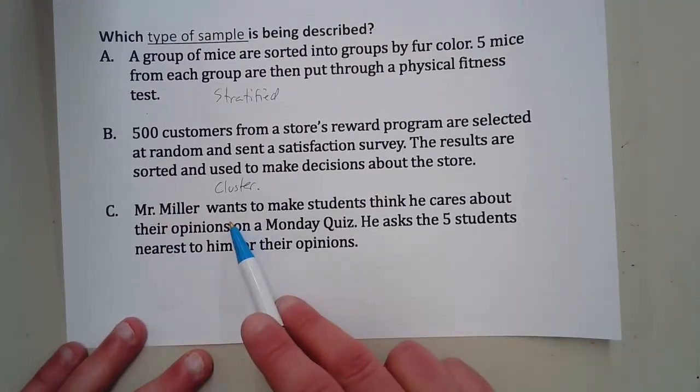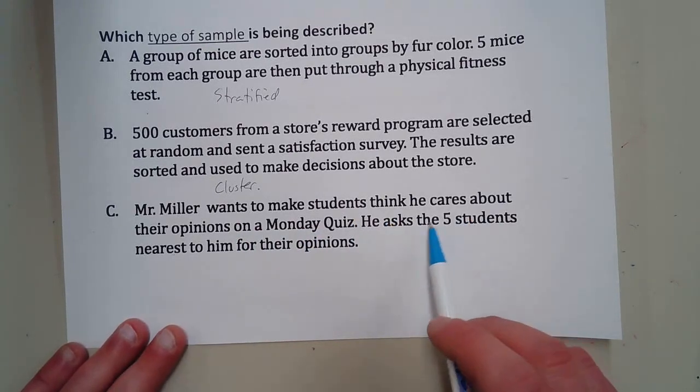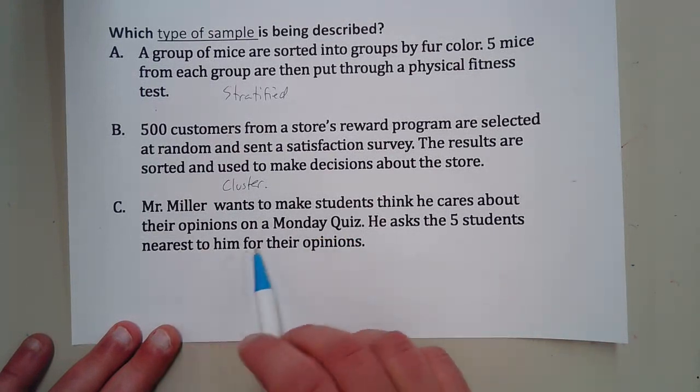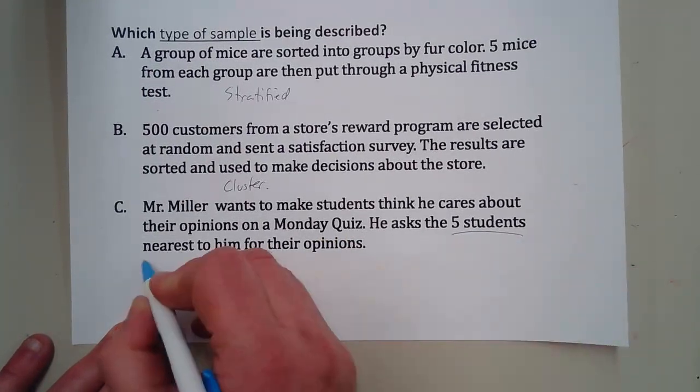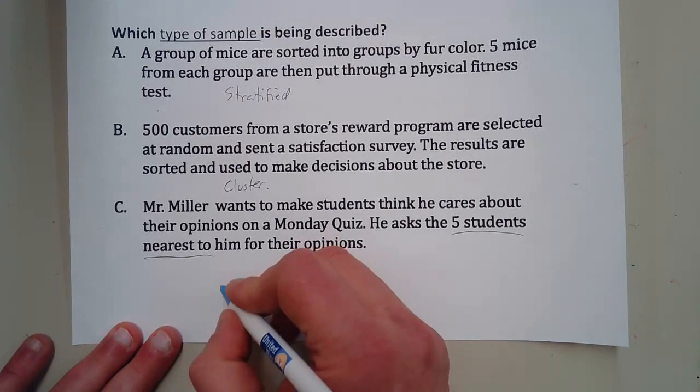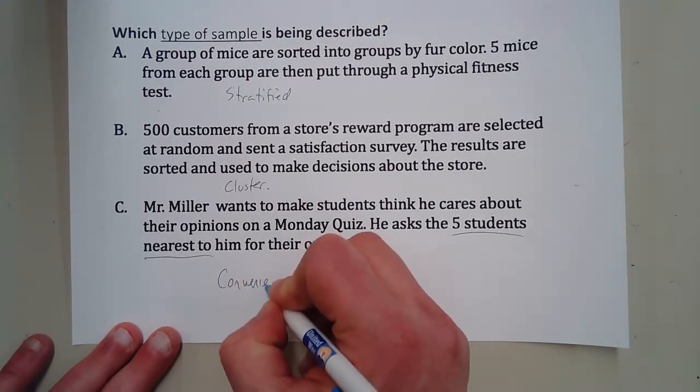Okay, this one says, Mr. Miller wants to make sure the students think he cares about their opinions on a Monday quiz. He asks the 5 students nearest him for their opinions. So right here, 5 students nearest to him, people in close proximity, people that are easy to ask. This would be a convenient sample.